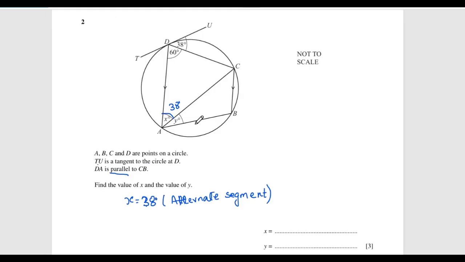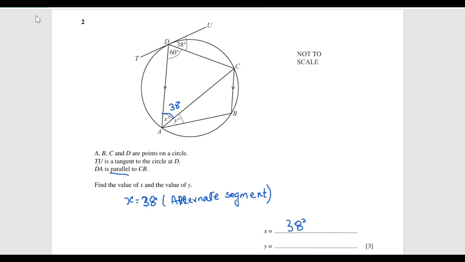So see, in this question we can see that this is the opposite chord of x and this is the tangent. Whatever angle this chord and tangent make, that angle would be exactly the same as x. So if this is 38, x would also be 38. This theorem is known as alternate segment. So x is 38. Now what about y?